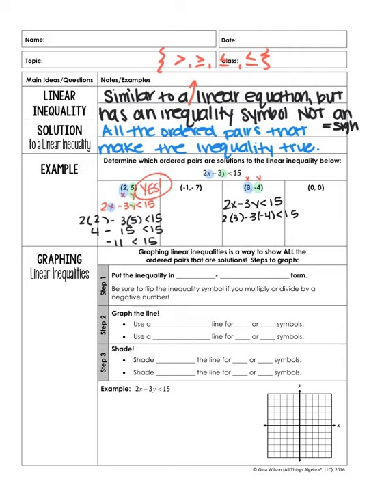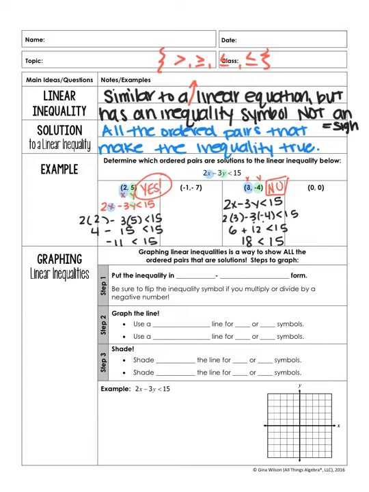All right, if we finish solving this, 2 times 3 makes 6. Negative 3 times negative 4 makes a positive 12. So we have 6 plus 12 is less than 15. Well, 6 plus 12 is 18. Is 18 less than 15? No. So 3, negative 4 is not a solution.